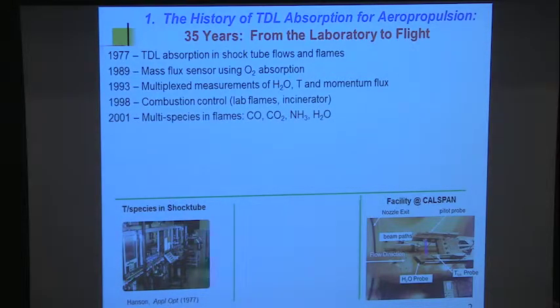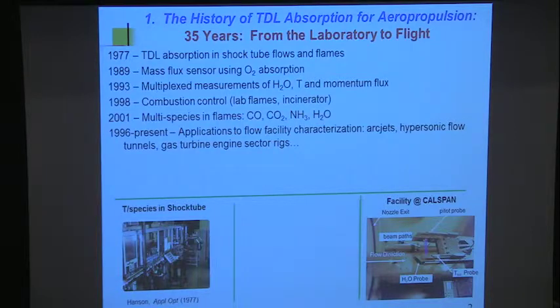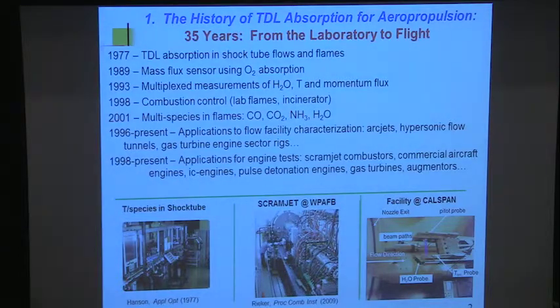We learned how to do combustion control by measuring absorption of light and controlling the dynamics of the combustor. It became easier by around 2000 to start measuring multiple things at once. These were some important target species. I would say in the last 20 years or so, increasingly these methods are used to characterize flow facilities, typically difficult flow facilities, arc heaters, hypersonic tunnels, gas turbine sector rigs, and so on. So where you're trying to understand how this system is performing. In some cases, you're actually trying to get quantitative data for comparison with computational models. I'll call that engine testing: scramjets, aircraft engines, IC engines, detonation engines. All of these things we've studied.